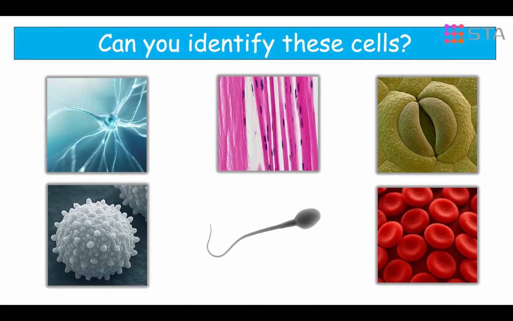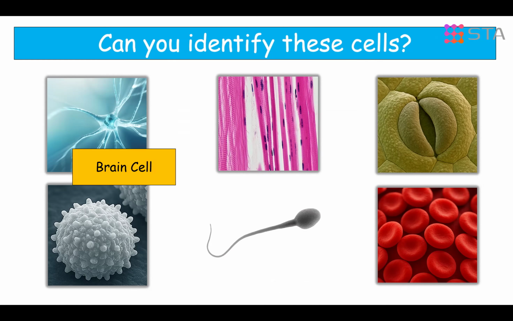Now, I'm going to show you some pictures of some specialized cells, and let's see if you are able to identify what these are. There are 6 pictures, so pause at this point and try and work out what these are. Okay, now that you've had a go at looking at what these cells are, obviously some of them are easier than others, and there are some that you will be familiar with.